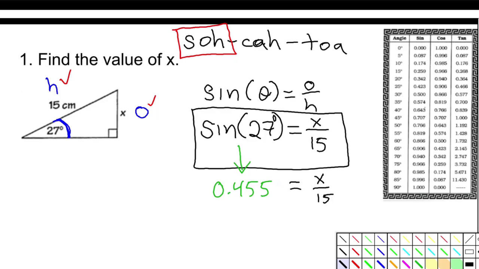All right, so all our problems are going to be set up the same way. We can actually multiply both sides by 15, multiply both sides by 15, and get some value. Let's see what that value is. So I'm getting for this value about 6.825.